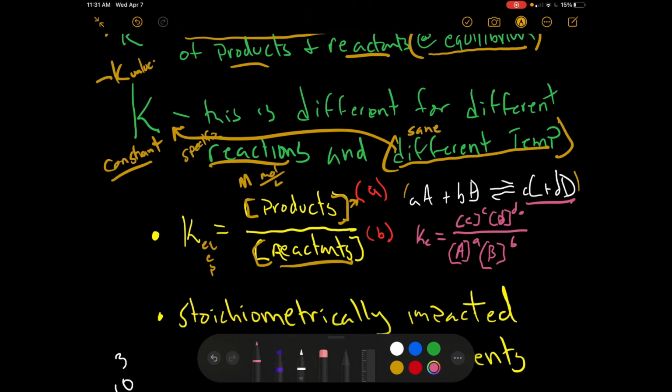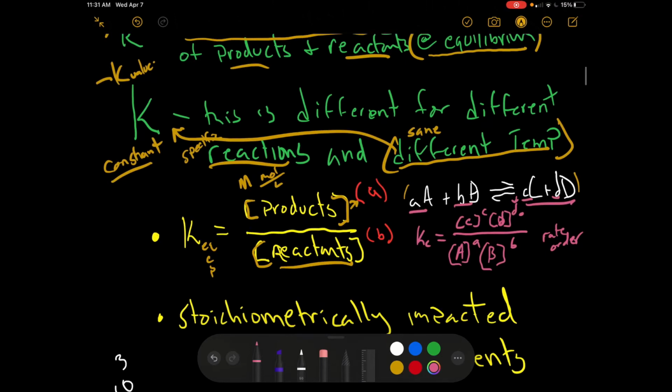Now, when we talked about kinetics, these exponents were the rate law, the rate order. But here, we're talking about stoichiometric coefficients. You can't get away with it. Now, what I want to suggest here too is that if A was considered a solid and the rest of them were gases or aqueous, then A would actually be eliminated from this K expression.